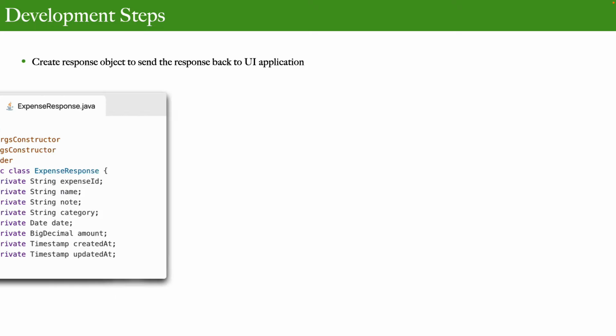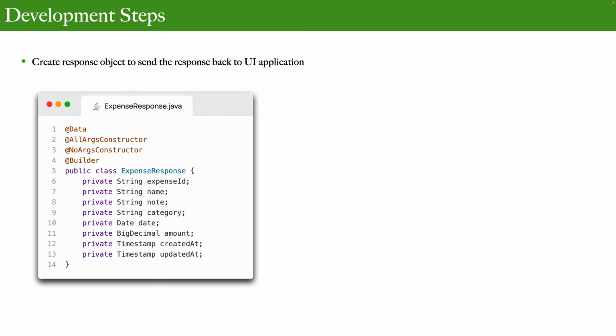The next step is to create the response object to send the response back to the UI application. Just like the request object, we will also create the response object, and we will add the Lombok annotations: data, all-args constructor, no-args constructor, builder annotation, and we will also define the fields like expense ID, name, note, category, date, amount, created at, updated at. It is just a Java POJO class which is used to hold the data.